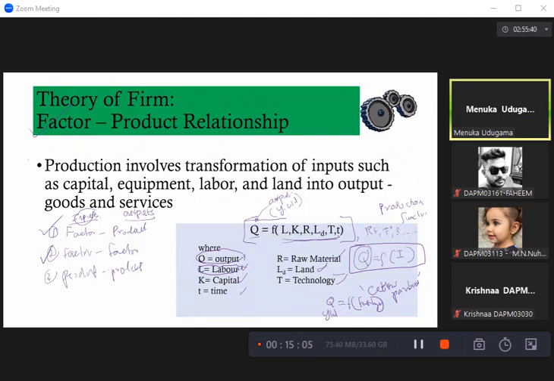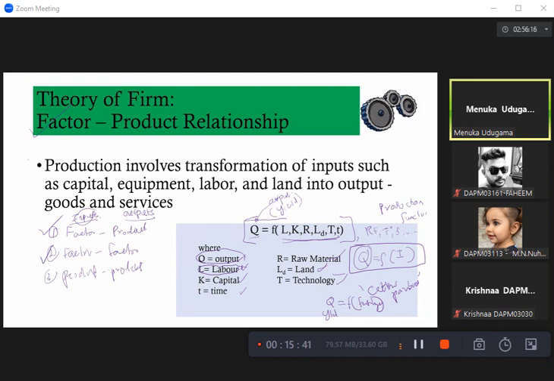Then we looked at the theory of the firm, or what happens inside a firm and how decisions are made, in a little more detail. The first one is the factor-product relationship. Under the factor-product relationship, we looked at the production function. We saw how we could model the factors affecting quantity, and we can also estimate the magnitude or the size of the impact numerically, using numbers.